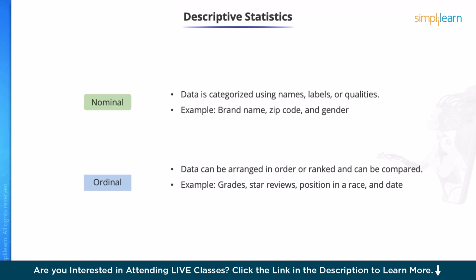Nominal data. The data is categorized using names, labels, or qualities. For example, brand name, zip code, and gender. Ordinal data can be arranged in order or ranked, and can be compared.